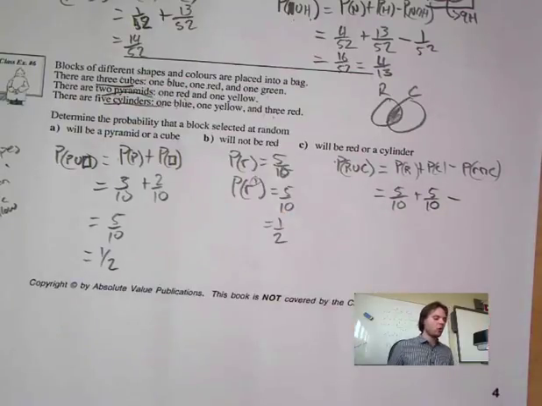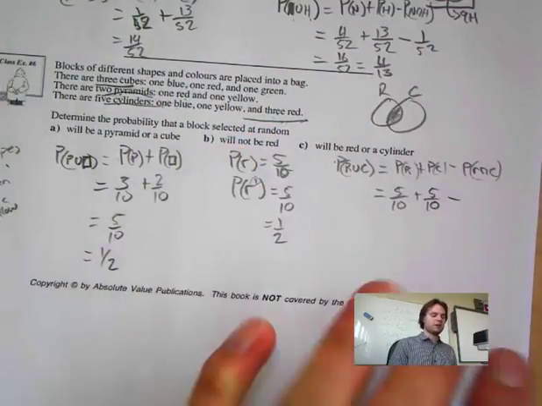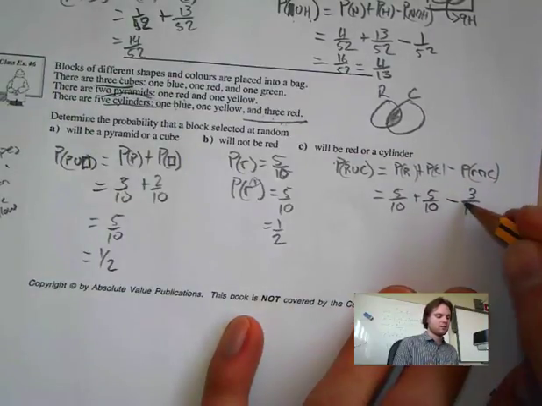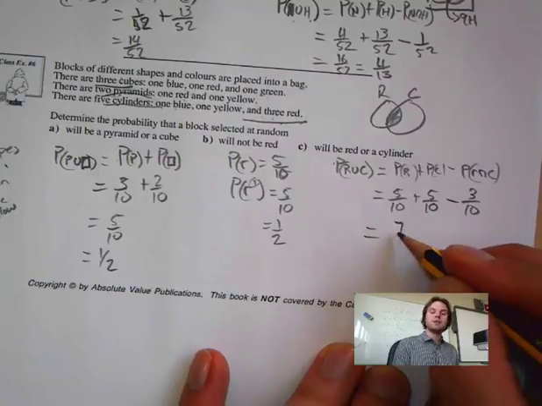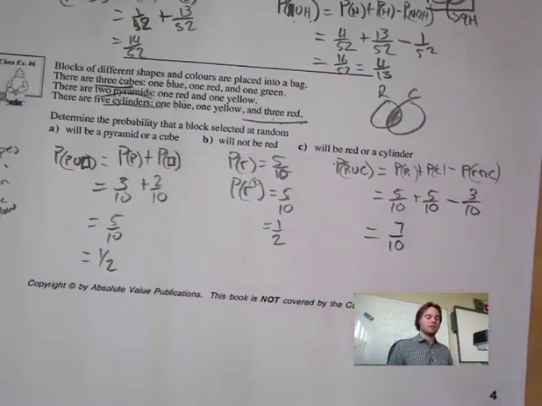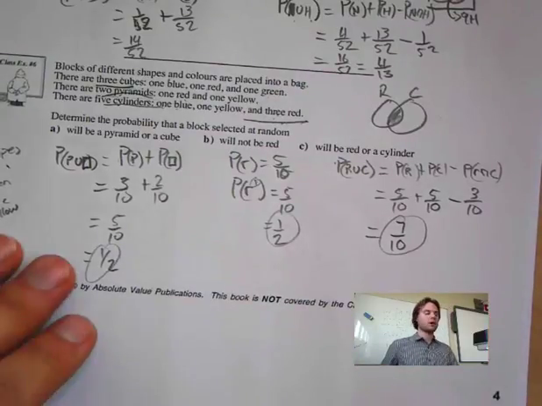Now, how many of those are red and a cylinder? 3 out of the 10, because there's 3 red cylinders. Now we look at this, that gives me 10 out of 10 minus 3 out of 10, which gives me 7 out of 10. And that's how we get that. So these are my 3 answers. Okay?